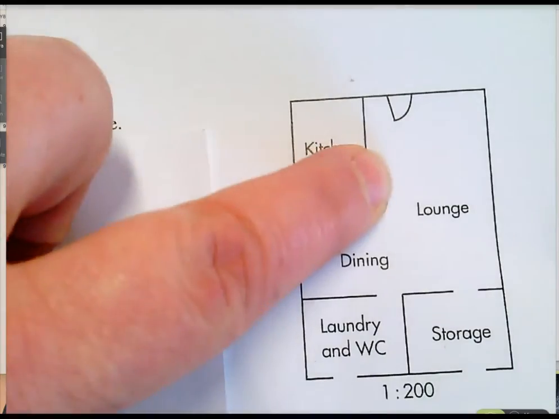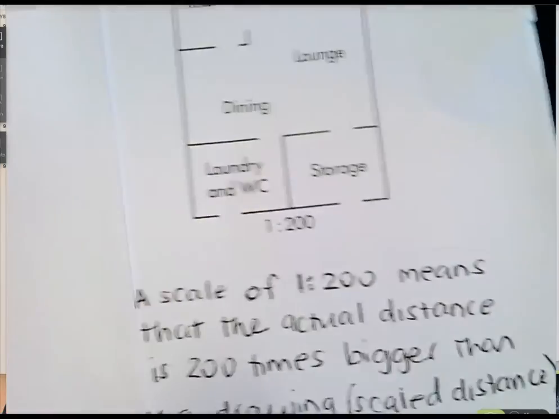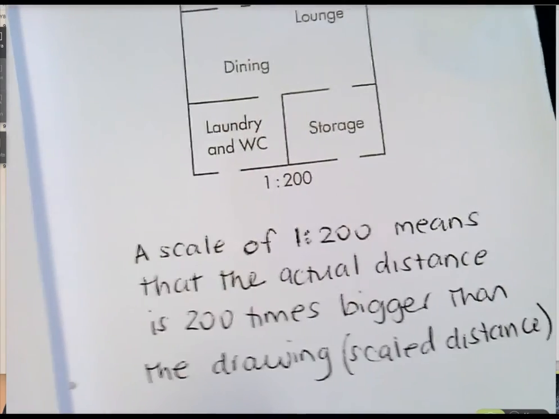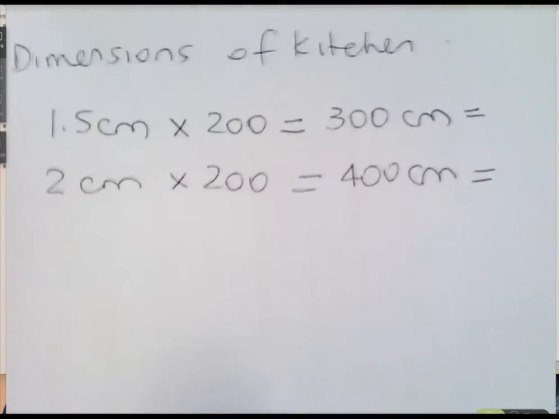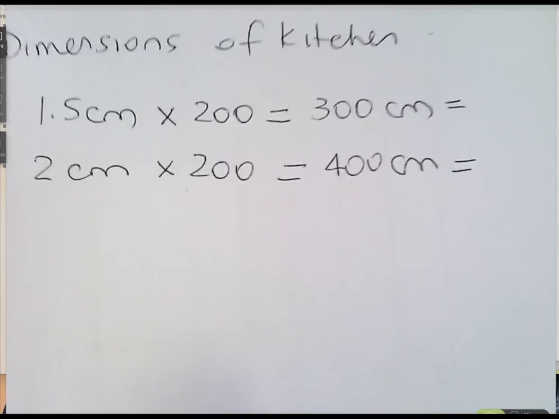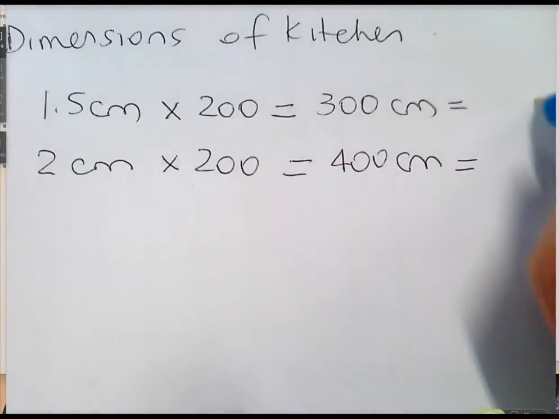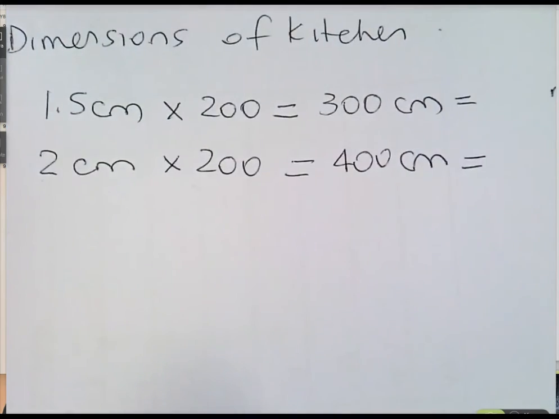So the dimensions of the kitchen, we measured it, 1.5 centimetres across, 2 centimetres down, but we know that the scale is 1:200, which means that the actual distance is 200 times bigger than our drawing. Does that make sense? So 1.5 times 200 is 300 centimetres. 2 centimetres times 200 is 400 centimetres. Girls, I might ask you for the measurements in metres.